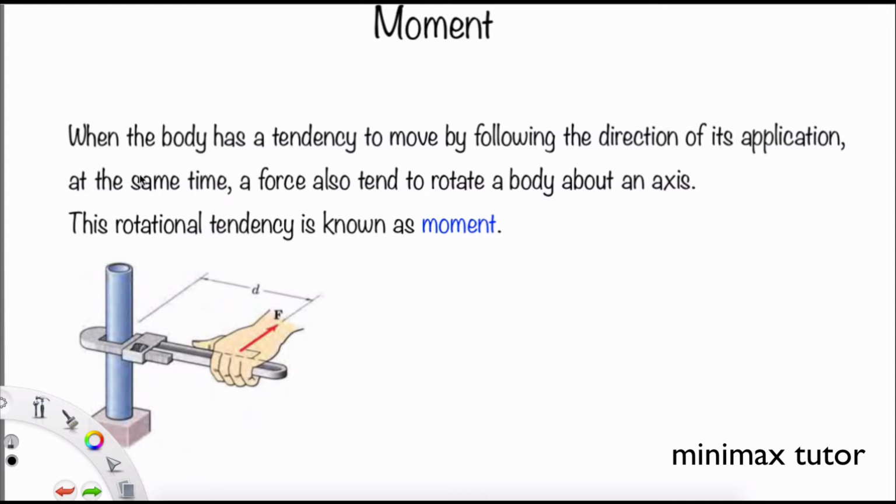Actually, previously we learned about the force on a two-dimensional body, and we know that the body has a tendency to move by following the direction of application when a force is applied on a rigid body. But at the same time, a force also tends to rotate the body about an axis. So it has a tendency to rotate, and this rotational tendency is known as a moment. That is the moment.